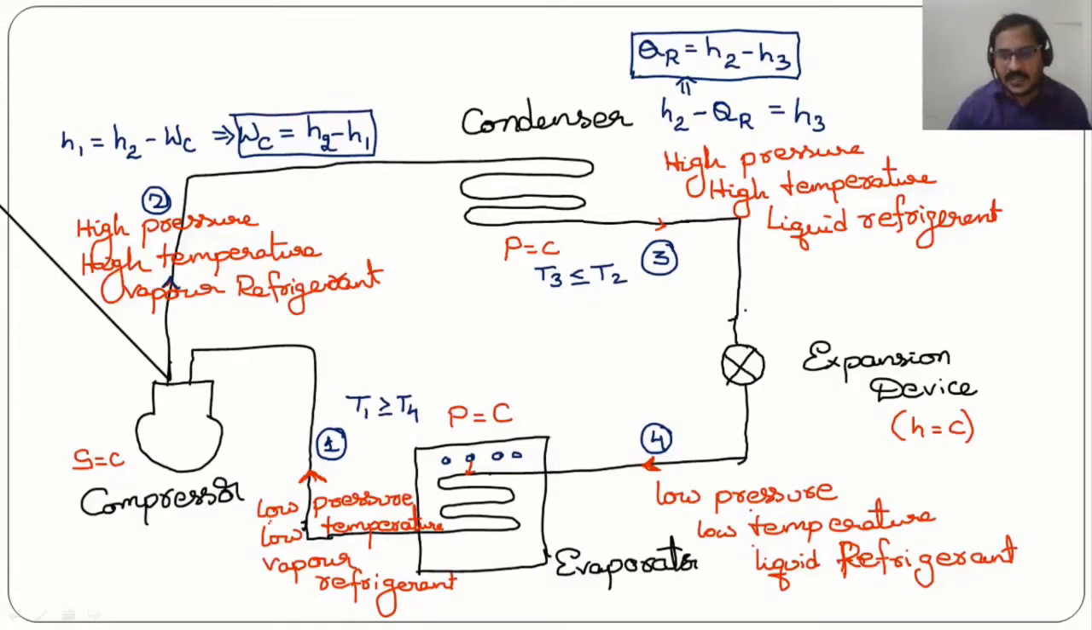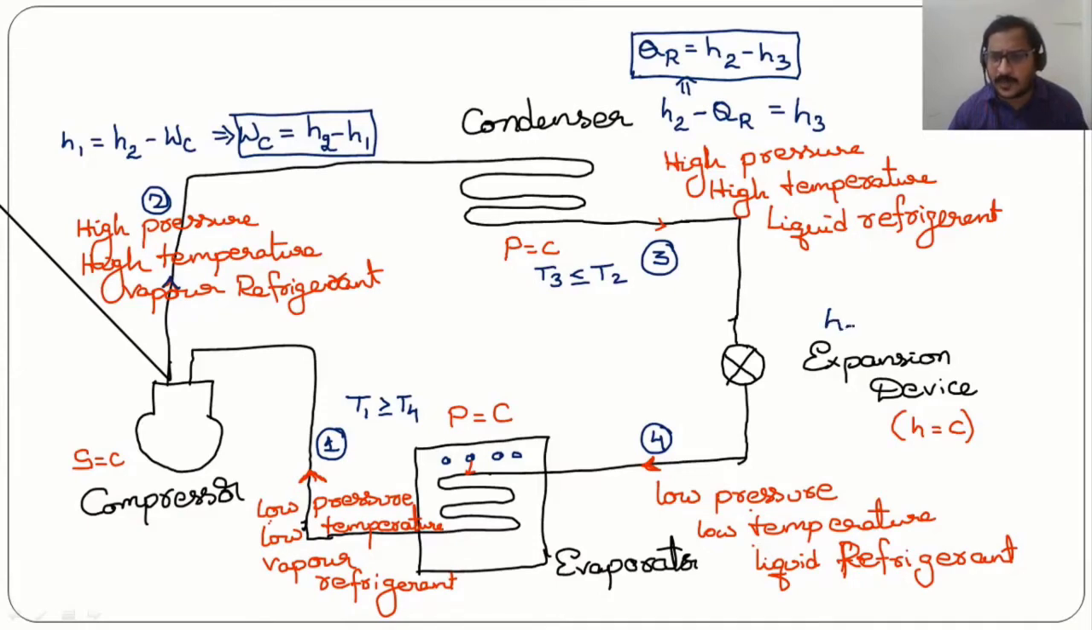Now in the expansion device, throttling expansion takes place. As a result of this, what happens is the high pressure, high temperature liquid refrigerant gets converted to low pressure, low temperature liquid refrigerant because of the expansion in the throttling device or expansion device.